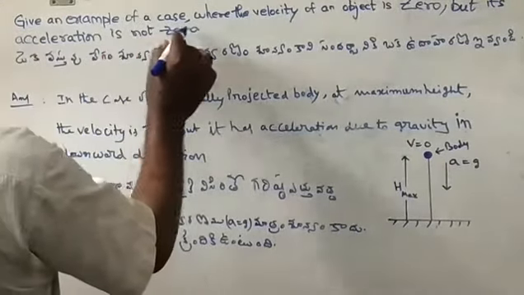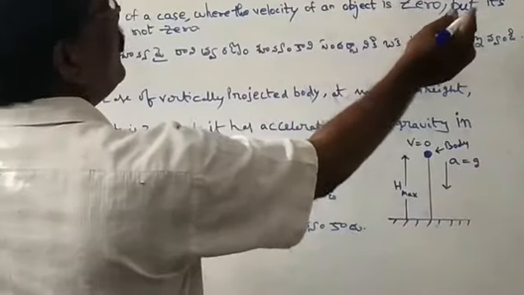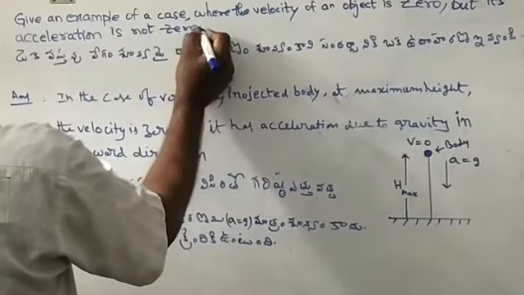Give an example of a case where the velocity of an object is zero, but its acceleration is not zero.